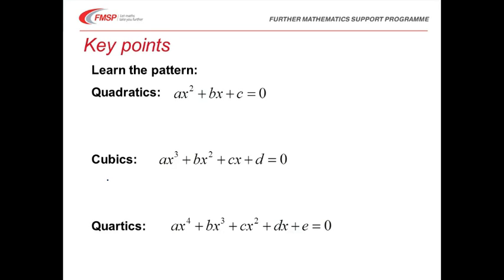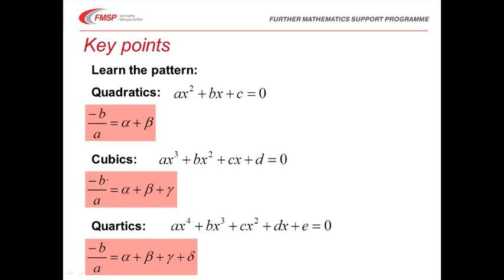For questions about varying the roots, the best thing to do is to carefully learn the patterns. The sum of the roots is always minus b over a, where a is the coefficient of the highest power of x and b is the coefficient of the next power of x down, noting that that might be 0, there might be a missing power.